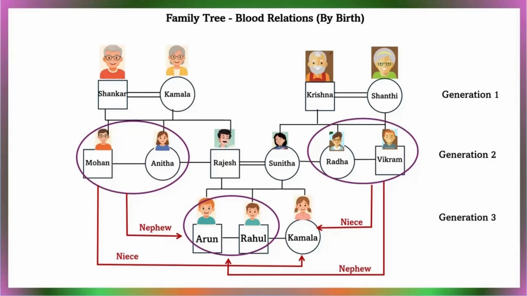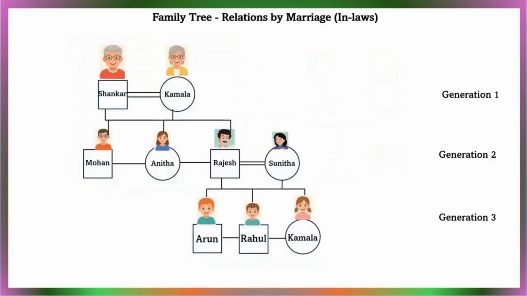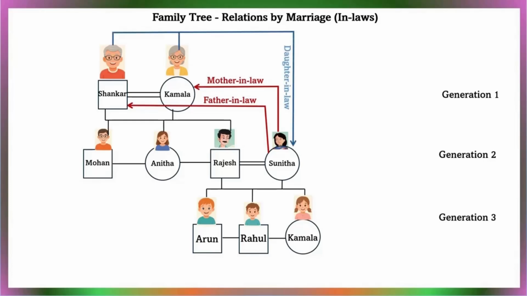Now, let's look at Shankar and Kamala's families to understand in-law relationships. Sunita is married to Rajesh. So, all of Rajesh's blood relatives become her in-laws. Rajesh's father is Sunita's father-in-law and his mother is her mother-in-law. For them, Sunita is their daughter-in-law.